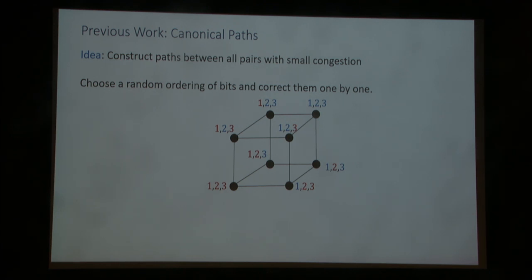Let's say you just want to study expansion of the hypercube. How do you prove that the hypercube has expansion 1, or good expansion? One way is to construct paths between each pair of vertices in the hypercube such that the congestion of the paths is small. So what is the congestion? It's the number of paths that go through a single edge.